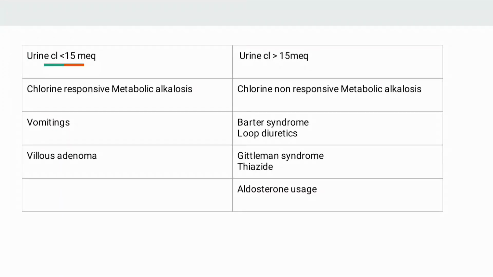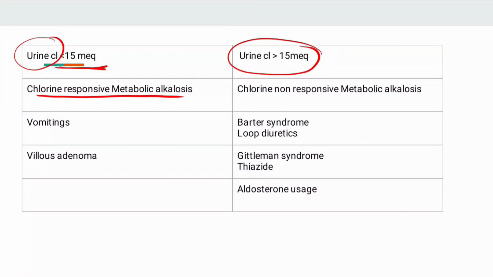So what are the causes for metabolic alkalosis? It is based on the urine chlorine level. If urine chlorine is less than 15 milliequivalents, it is called chlorine responsive metabolic alkalosis. If urine chlorine level is more than 15 milliequivalents, it is called chlorine non-responsive metabolic alkalosis. Under chlorine responsive, we have vomiting and villous adenoma. Under chlorine non-responsive, we have Bartter syndrome, loop diuretics, Gitelman syndrome, thiazide, and aldosterone usage.